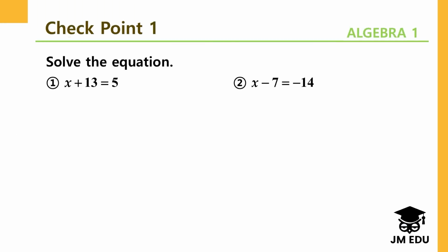In this video, we're going to solve one-step linear equations. For number 1, we have x plus 13 is equal to 5. To solve this equation, we have to eliminate this plus 13 on the left-hand side. So we're going to subtract 13 on the left-hand side, and we have to do the same thing on the right-hand side. This is called the subtraction property of equality. So x plus 13 minus 13, that's x, equal to 5 minus 13, that's negative 8. So the answer is x is equal to negative 8.